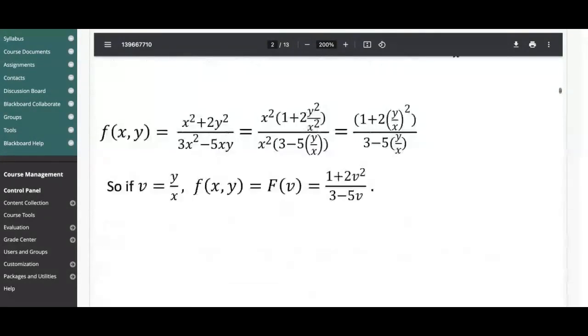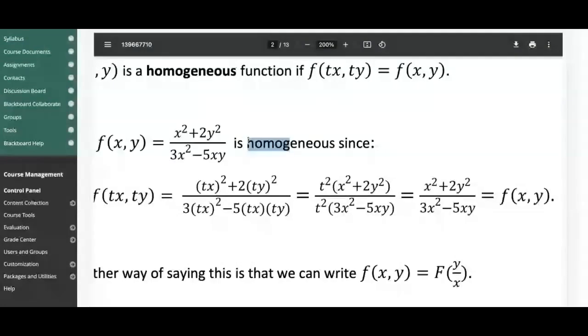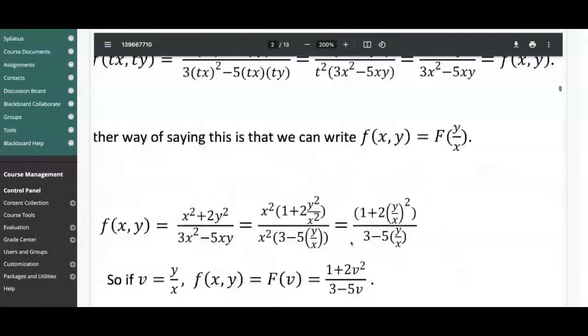Yeah, you read it as homogeneous. In mathematics, we read it as homogeneous. It's okay, homogeneous.